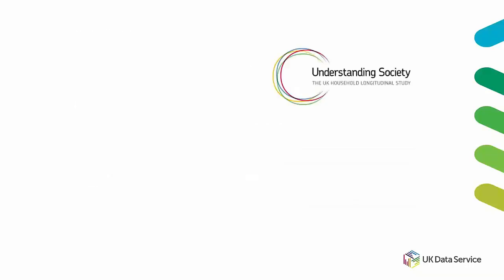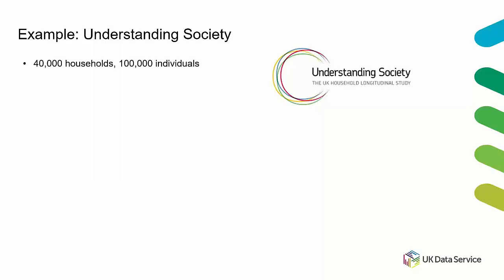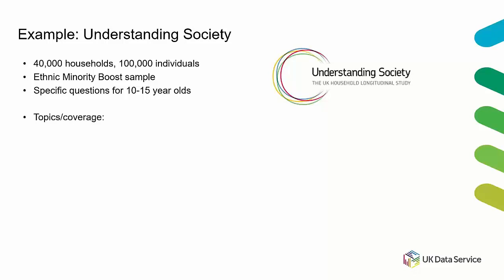So here is an example of one of the UK surveys that we hold. This is Understanding Society. Understanding Society is a longitudinal household panel study. It looks at 40,000 households and 100,000 individuals. It has an ethnic minority boost sample and also specific questions for younger participants. So this allows detailed research to be carried out on different experiences from different people across the UK.